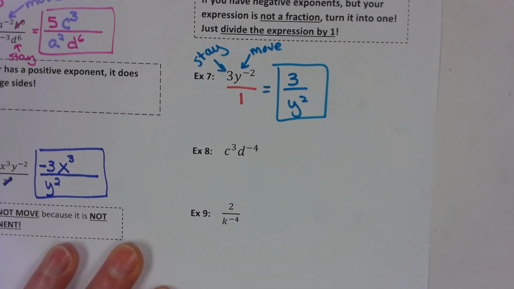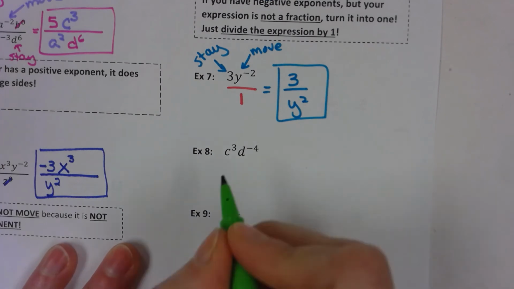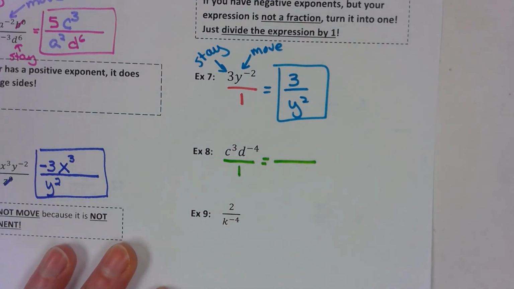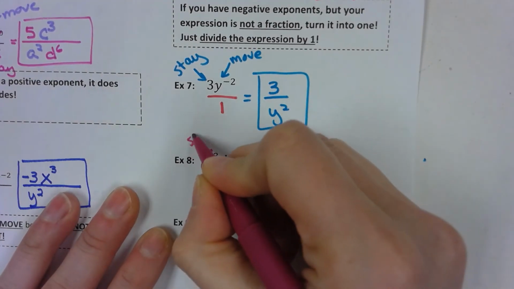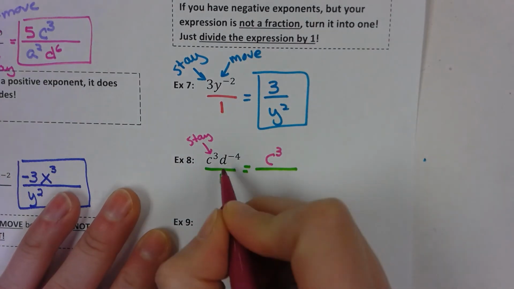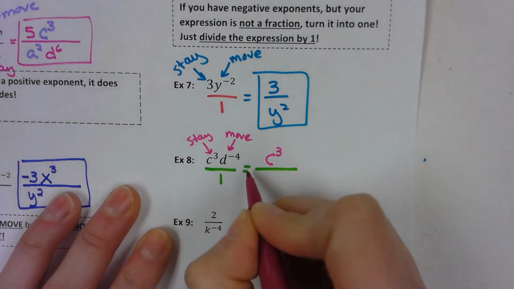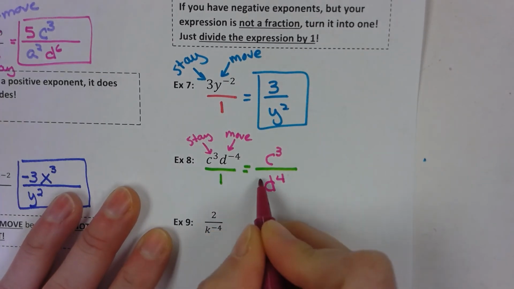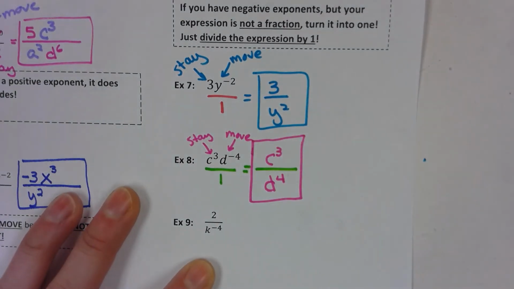Number 8. Okay, so I have a problem. I've got a negative exponent, but it doesn't have a fraction. So let's do the same thing we did on the other one. Put a 1 on the bottom. Now c to the 3rd power is already positive, so it is going to stay on the top where it already was. So c to the 3rd right there. Now d to the negative 4th power is negative on the top, so this is one that we are going to move. It changes sides, moves down to the bottom, and now it's a positive 4. Now this 1 is still technically right here, but I'm not going to write it because it's not alone on the top part of the fraction, so it's not necessary.